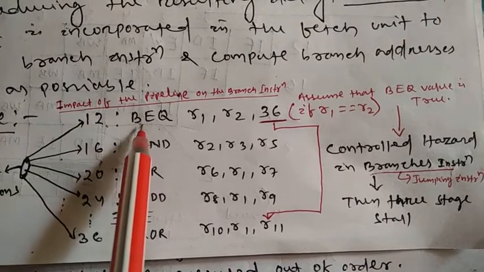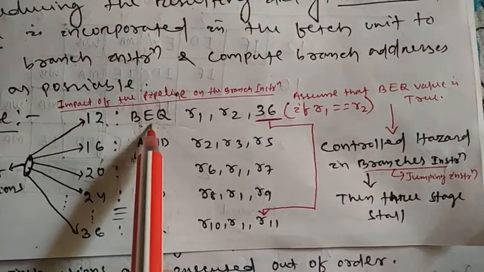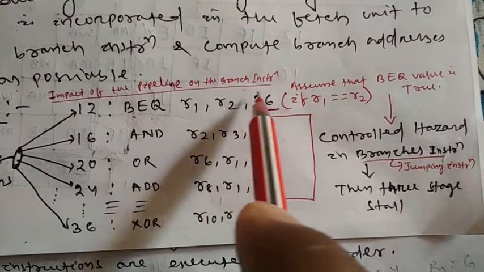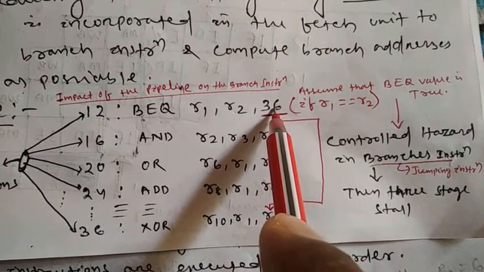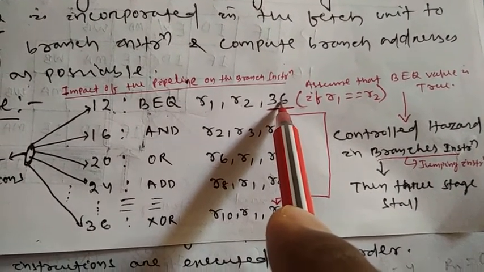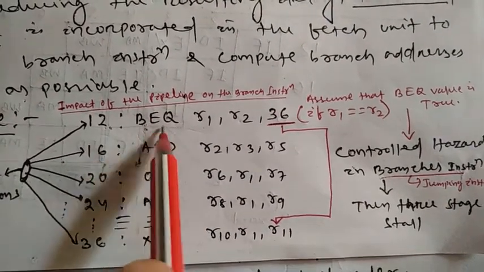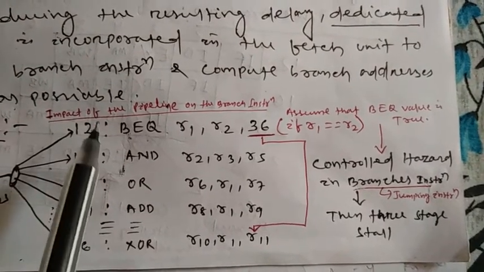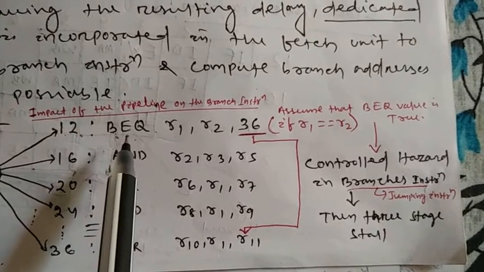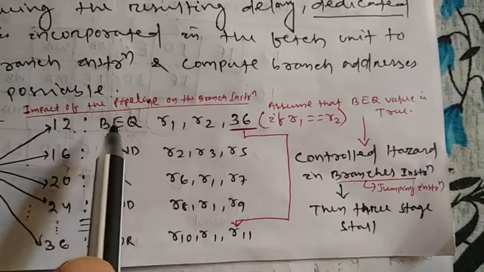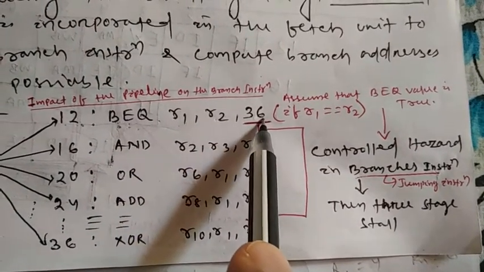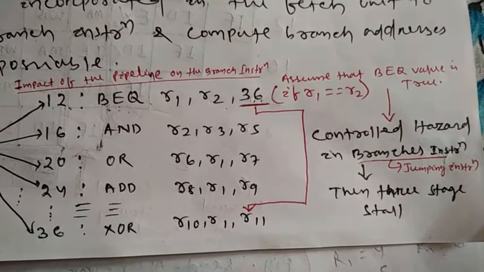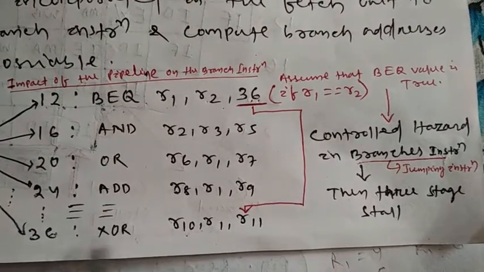So in the first instruction what happens? This is BEQ, or branch if equal instruction. If R1 and R2 are equal, then control will jump to address location 36. Look again, this is address location 12, where the branch if equal is there. If R1 and R2 are equal, then the instruction at 36 will be executed, and the XOR operation on R10 and R1 will be performed there.